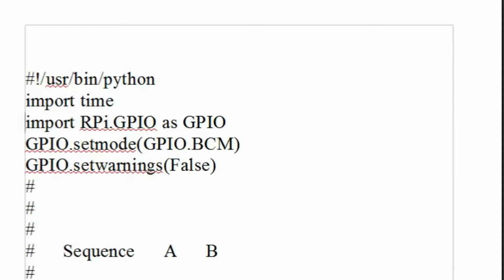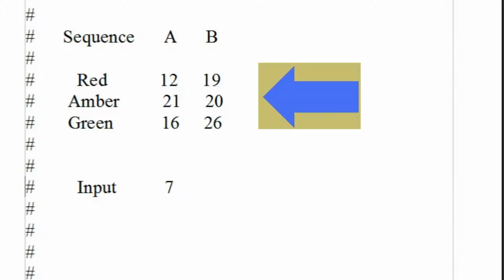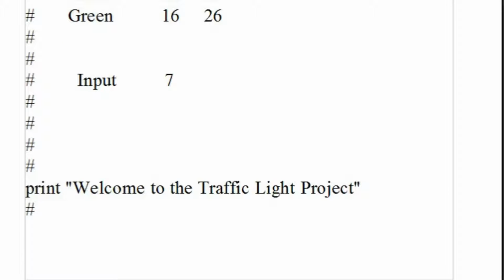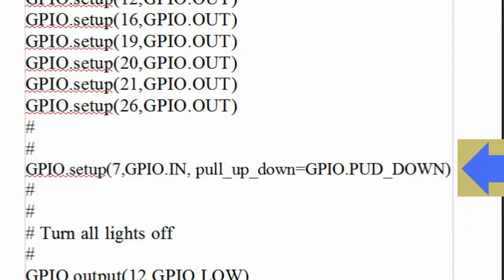This shows the Python code that we used in the traffic light project. Here we see the pins that we used for the red, amber and green LEDs. We can also see the input pin that we are using in this project. Here we see the Python code which is necessary in order to set up GPIO pin number 7 for input.